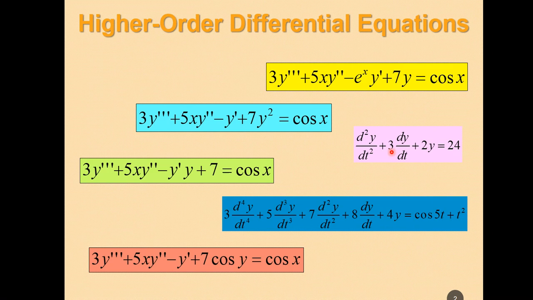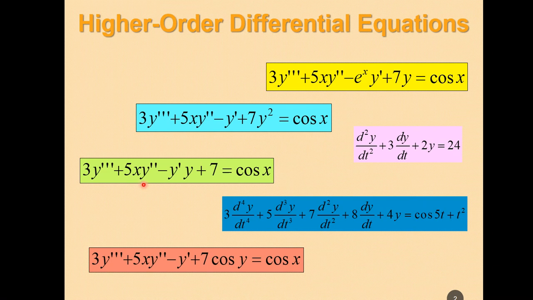Now, this very short example has the second order derivative of y with respect to t, and you also have the first order derivative here, and the unknown function itself. Now, the coefficients are all constants. So, this one, just like the first example, is a linear higher order differential equation.